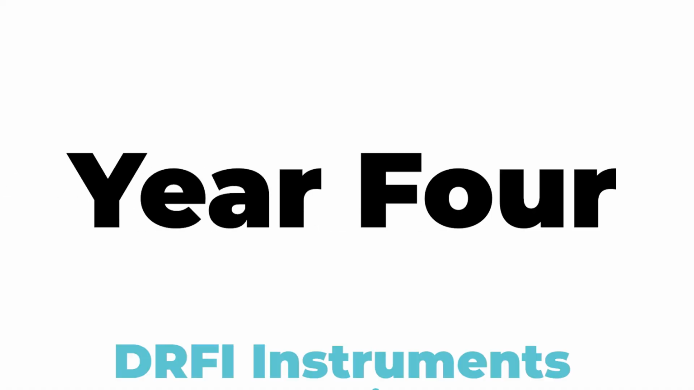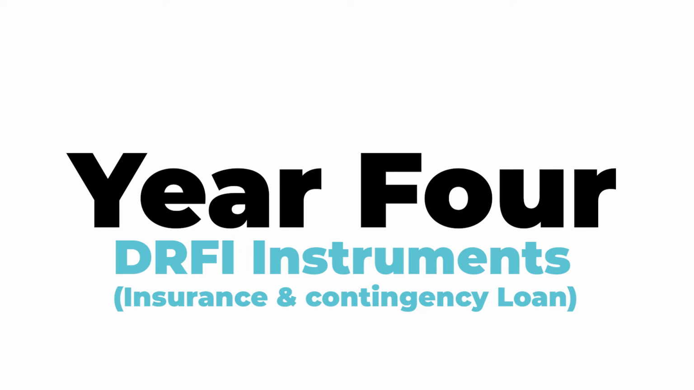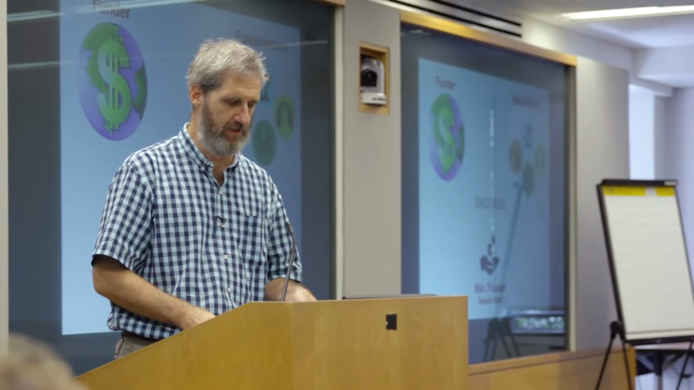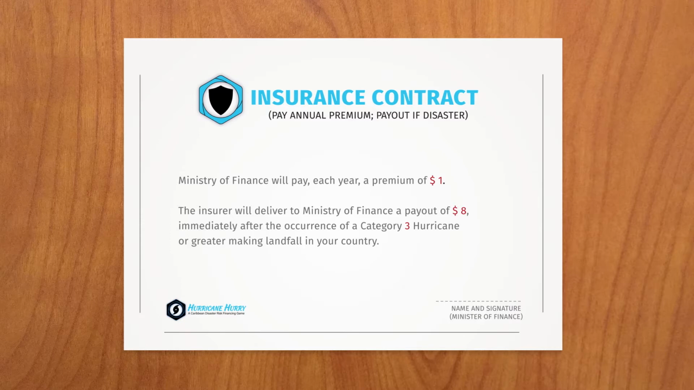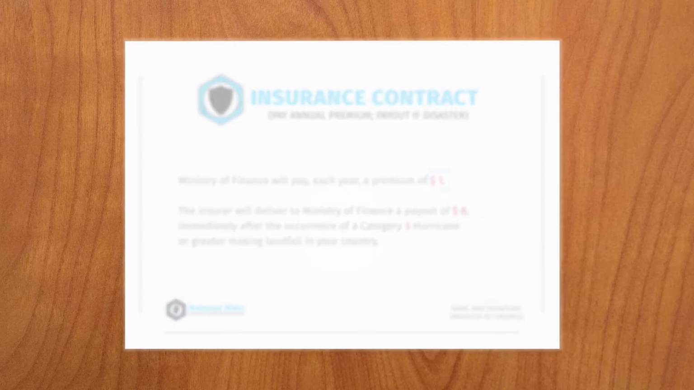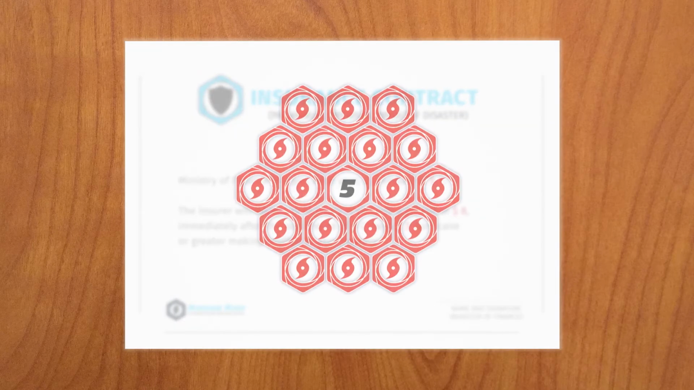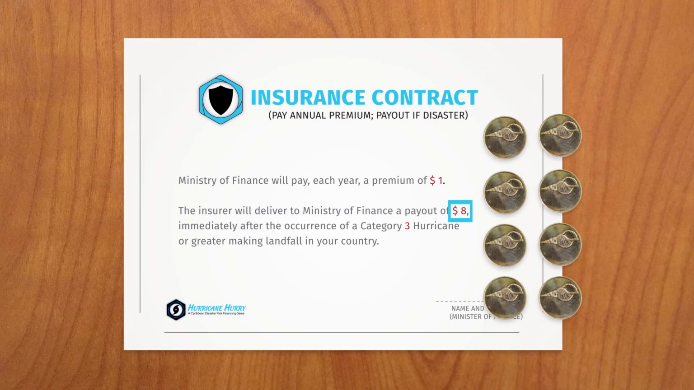Moving on to the next year, when we're going to learn what is the most important part of this game, what are the instruments for disaster risk financing? One of the things you can get is an insurance contract. The insurance contract is simple. If you pay 1 coin upfront as a premium, if you don't get hit by a hurricane category 3 or higher, the insurance company keeps the coin. And then if a hurricane category 3 or bigger hits your country, then you get a payout of 8.